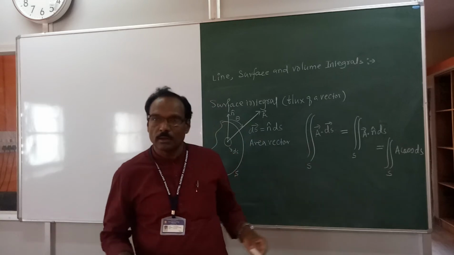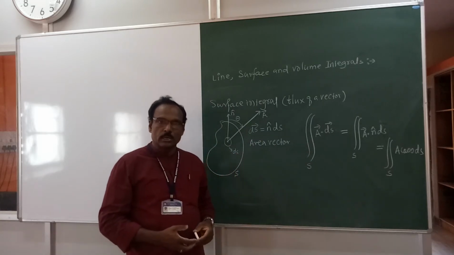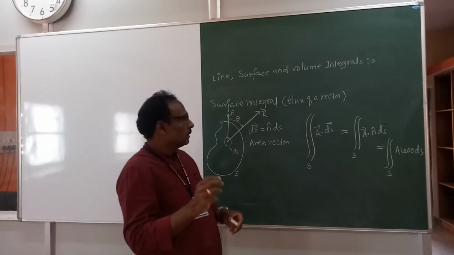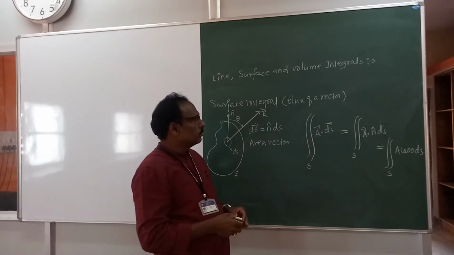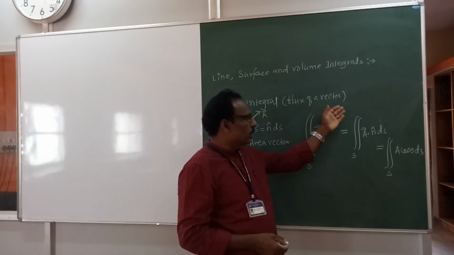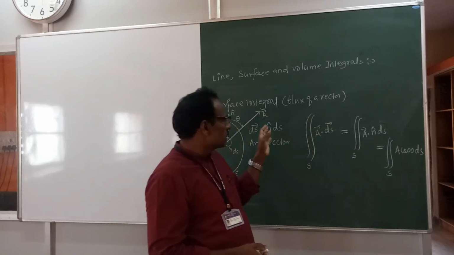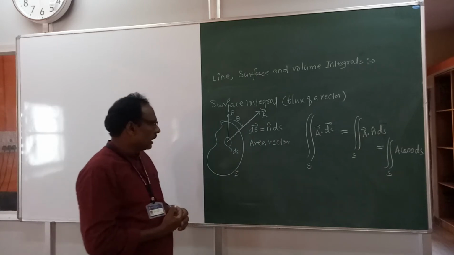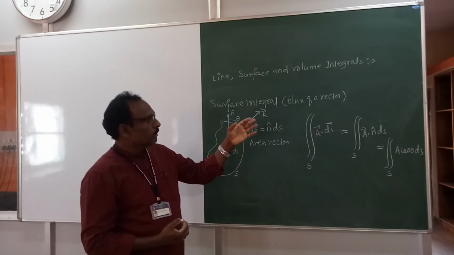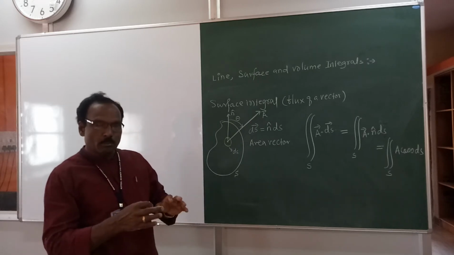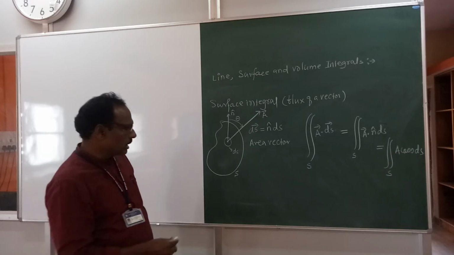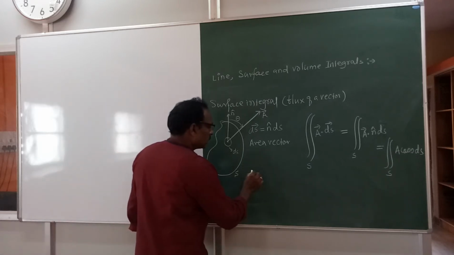Flux is the number of lines crossing an element of a certain area per unit area. The number of lines crossing per unit area is called flux. We measure it, and the surface integral gives us the flux of a vector. It measures how much flux there is. You can give an example here.